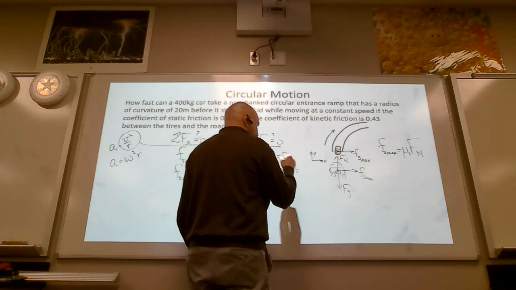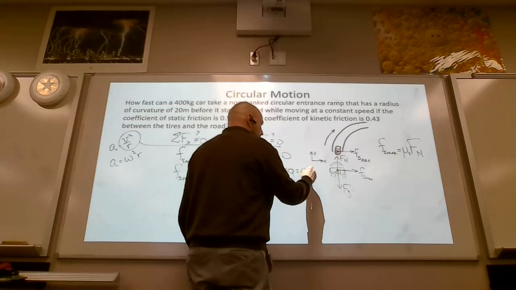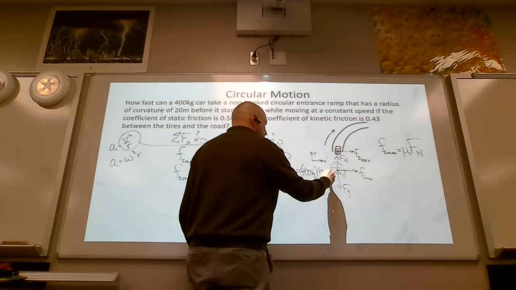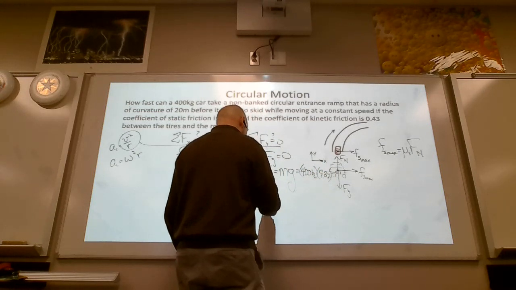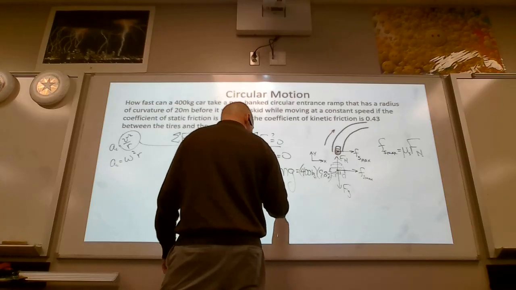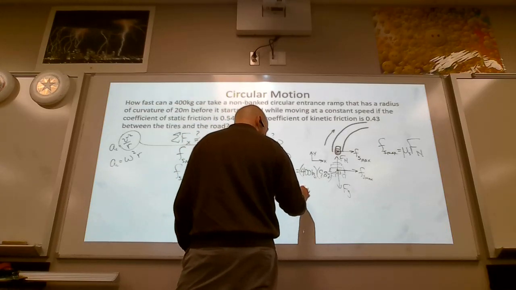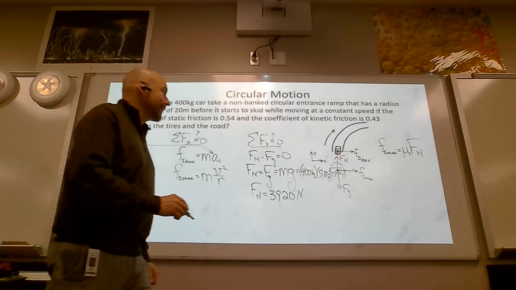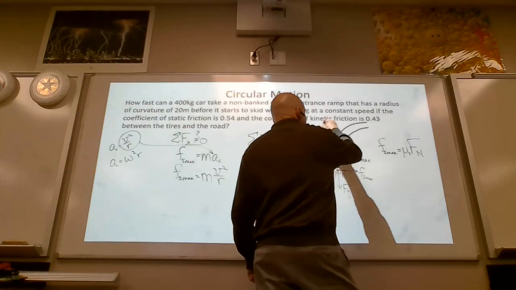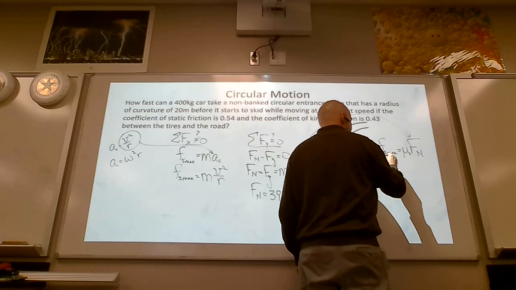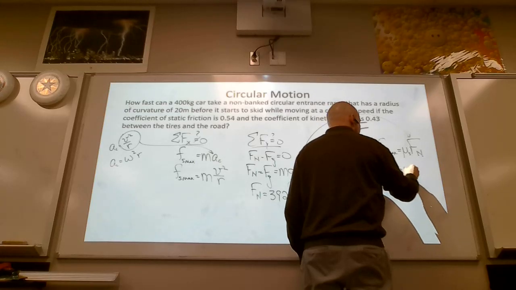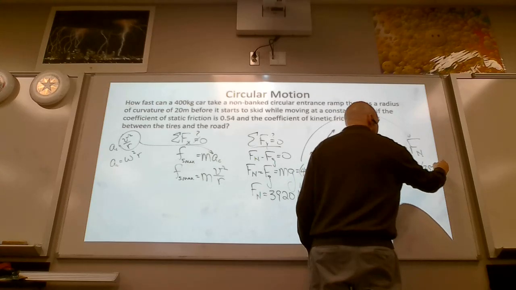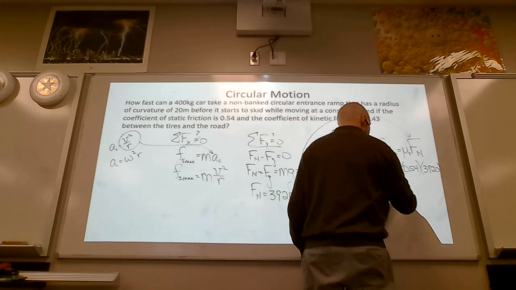So you have 400 times 9.8. Normal force is equal to 3,920. So we take that, stick that in here. Your maximum static friction is equal to 0.54 times 3,920.